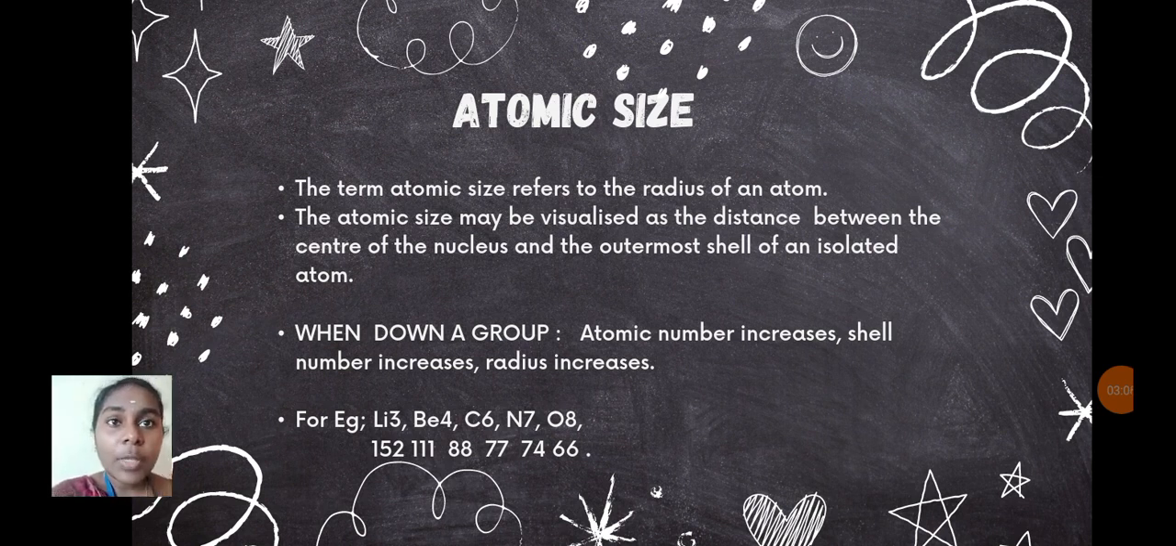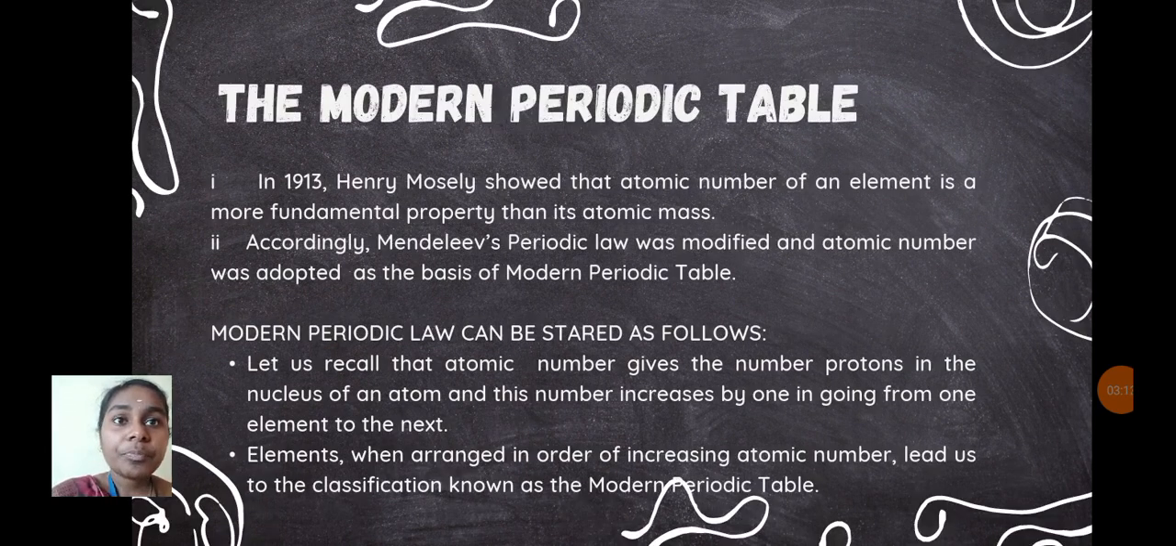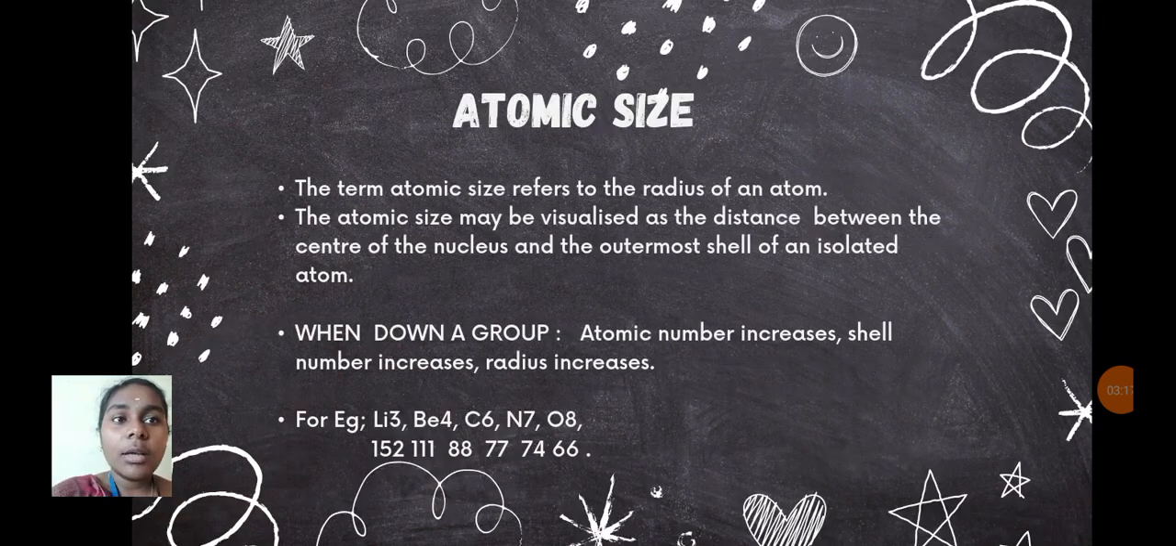Next, atomic size. The atomic size refers to the radius of the atom. Atomic size may be visualized as the distance from the nucleus to the outermost shell of an isolated atom. When going down in a group, the atomic number increases, the number of shells increases, and then the radius increases. Examples are lithium and beryllium.